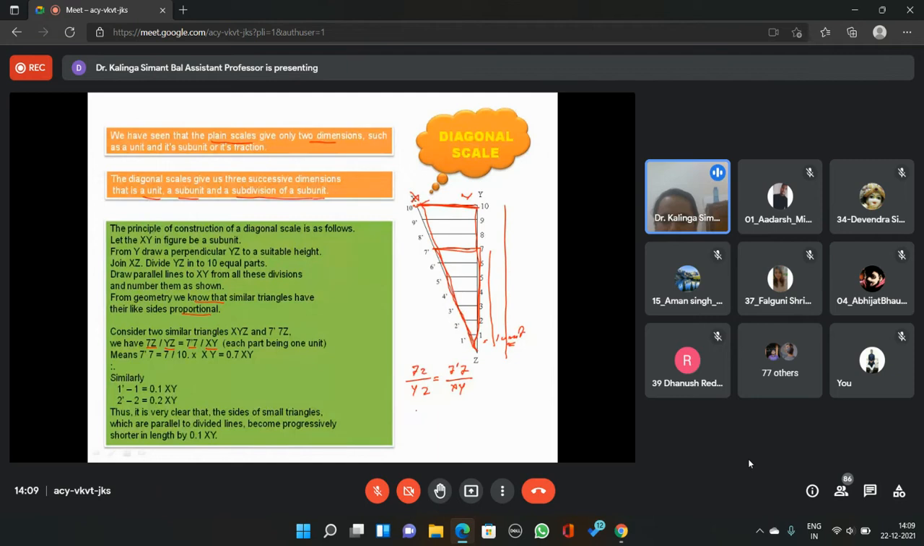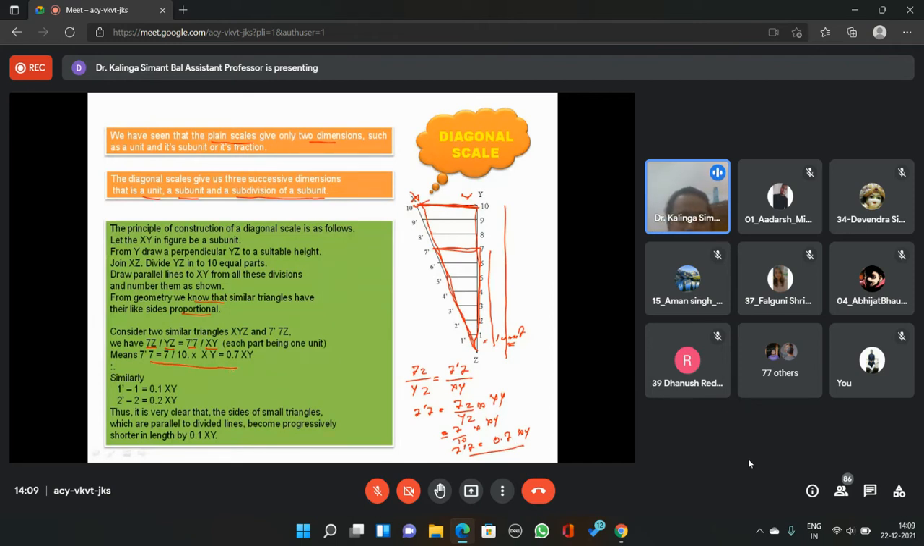Now we can write that 7'7 equals 7z by yz into xy. These are only one division each, so 7z means 1, 2, 3, 4 up to 7, which is 7 units, while yz is 10 units, into xy. So this becomes 0.7 xy. So 7'7 corresponds to 0.7 times xy, which is this one.